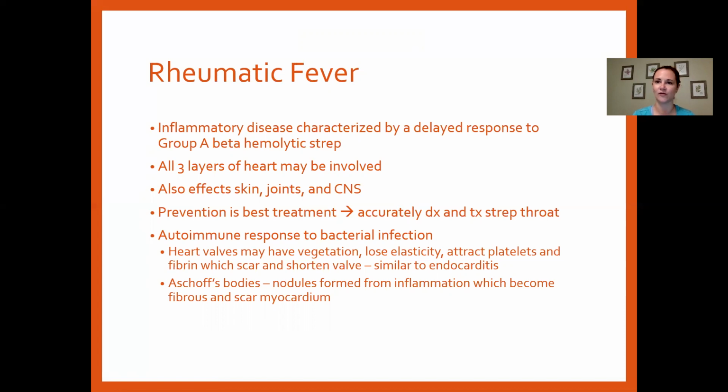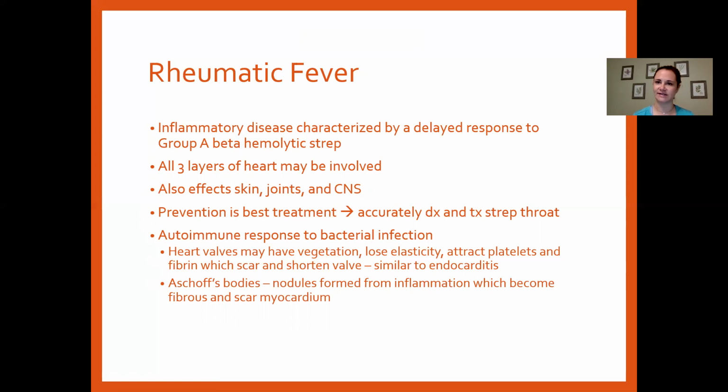So what's happening with rheumatic fever is that the body has an autoimmune response to the bacterial infection that occurred with the strep throat. And then when that travels through the blood to the heart valves, they may develop that vegetation like we talked about with endocarditis, lose their elasticity, attract platelets and fibrin, which scar and shorten the valve, very similar again to the pathophysiology of endocarditis.